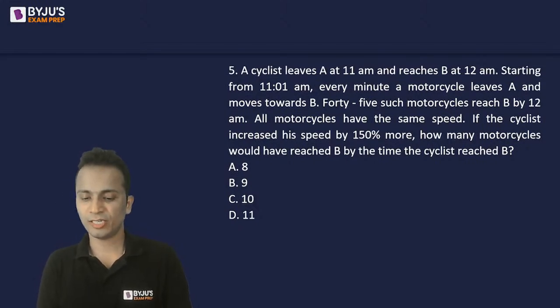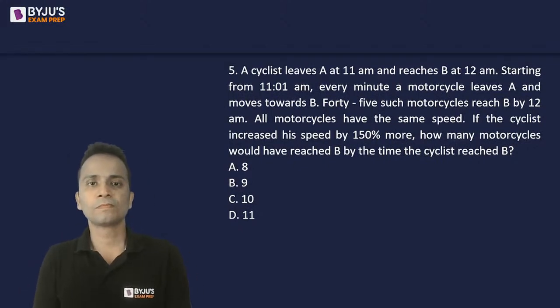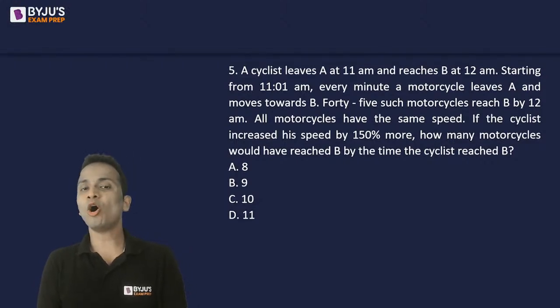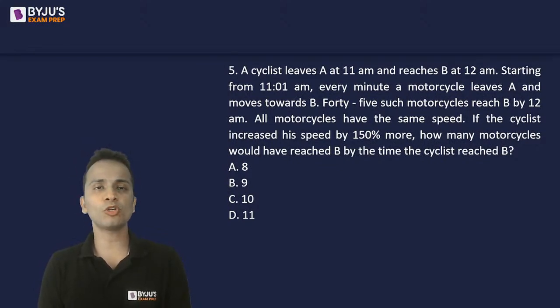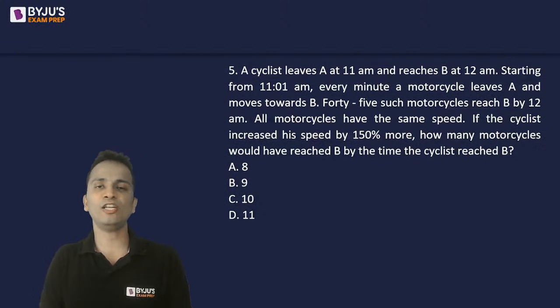Now this is a very logical question. Let me see how many of you are able to give me a correct answer for this one. A cyclist leaves A at 11 a.m. and reaches B at 12 a.m. Starting from 11:01 a.m., every minute a motorcycle leaves point A and moves towards point B. 45 such motorcycles reach B by 12 a.m. All motorcycles have the same speed. If the cyclist increased his speed by 150 percent, then how many motorcycles would have reached B by the time the cyclist reached B? A very, very logical question.